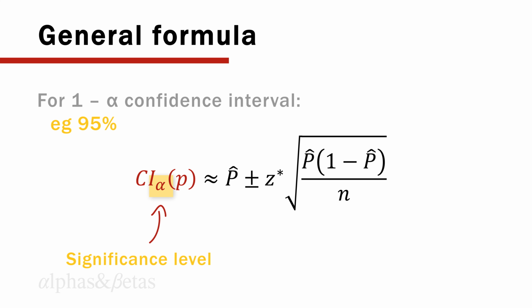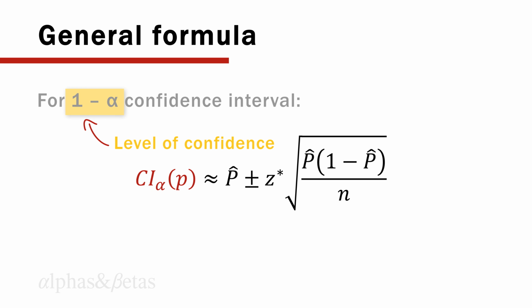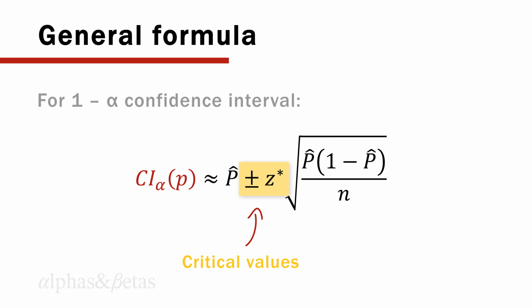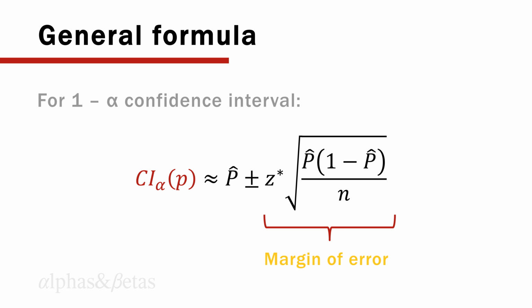The alpha is the significance level, such as 5%. 1 minus alpha is called the level of confidence. Plus and minus z star are the critical values. The length of the interval on either side of p hat is the margin of error.